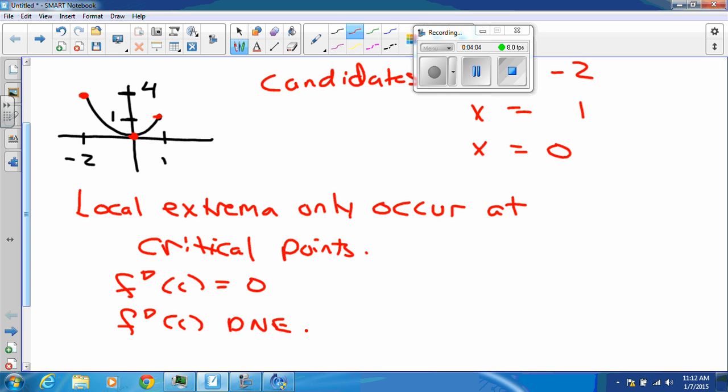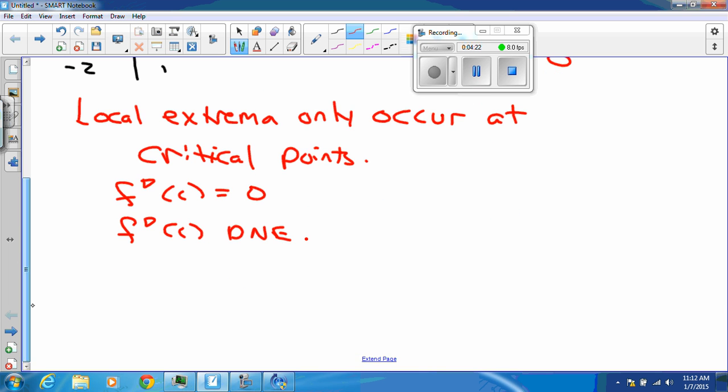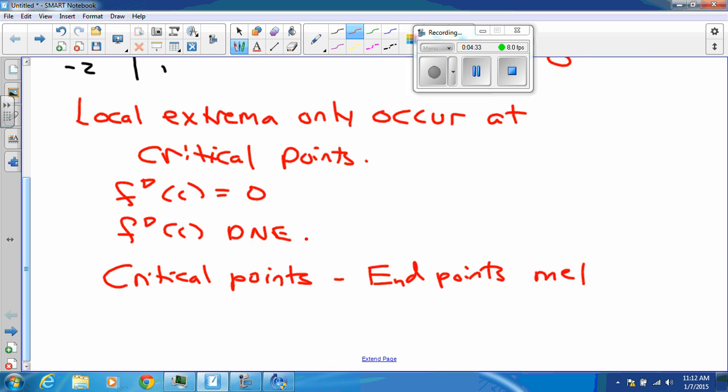So the only places where local maxes and mins can occur are either going to be places where f prime is equal to 0, or else where f prime does not exist. And so this now gives us a method, which is the critical points endpoints method for finding local extrema. Here's how we're going to do our critical points endpoints method.